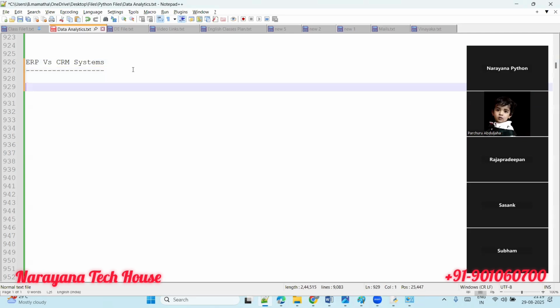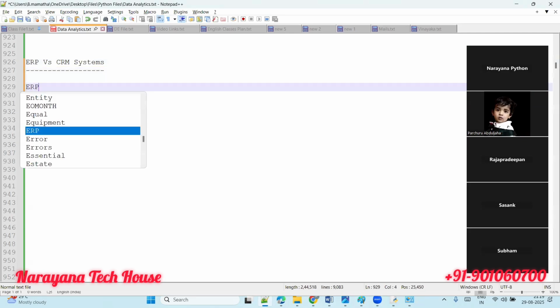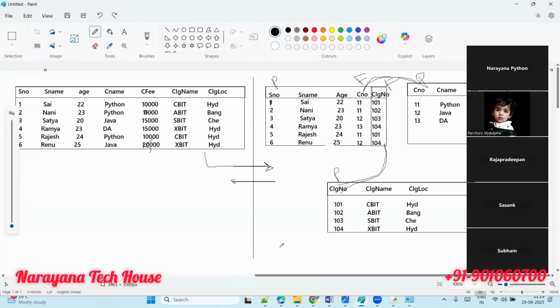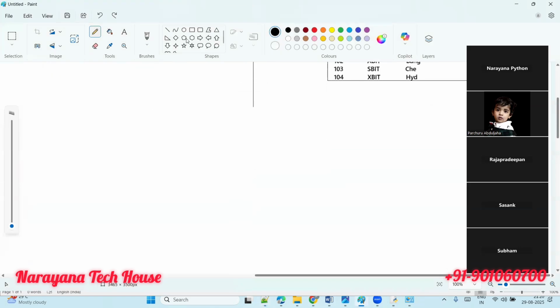Let us start with the ERP systems, guys. If I want to give the overall difference between both, let's observe now. This is the company, right? It is a restaurant, whatever it is.